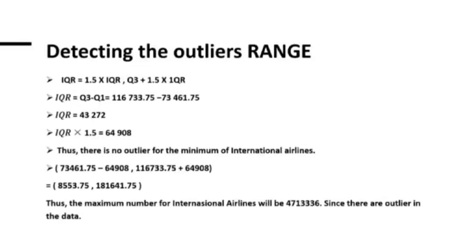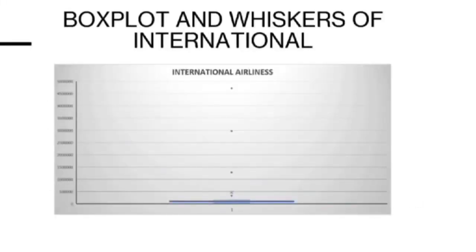So I calculate again with the third quartile and first quartile, subtracting and adding. So I can get the lower limit and the upper limit. The maximum number of international airlines is 4,713,336, since there are outliers in the data. This is the box plot of the international airlines. So that's all for me. Thank you.